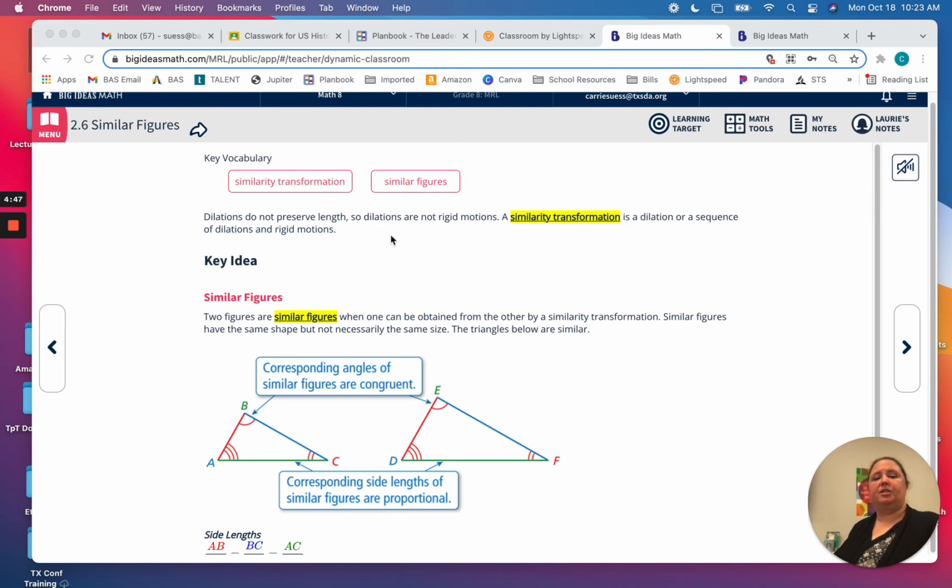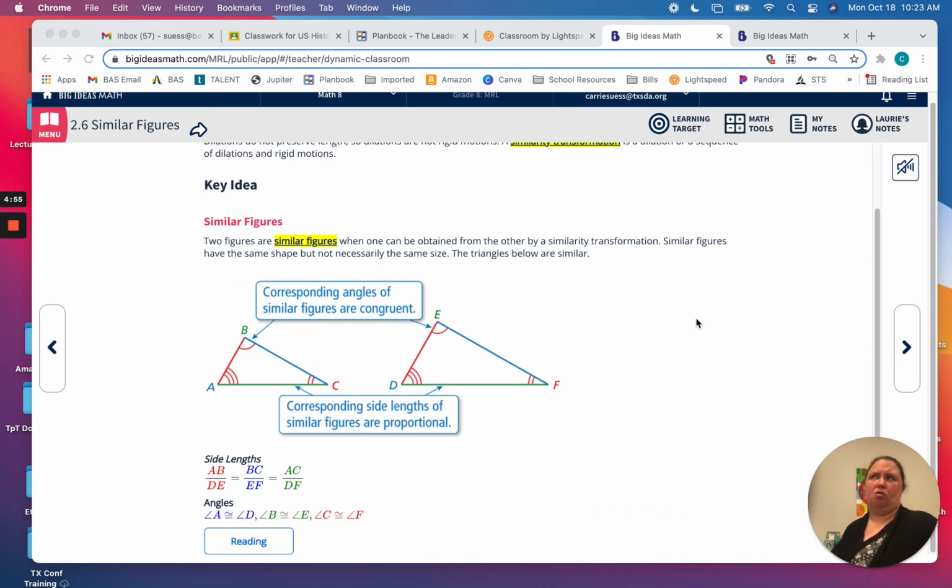A similarity transformation is a dilation or sequence of dilations and rigid motions. You saw one of them in your self-assessment, I believe it was. Two figures are similar figures when one can be obtained from the other by a similarity transformation. Similar figures have the same shape but not necessarily the same size.